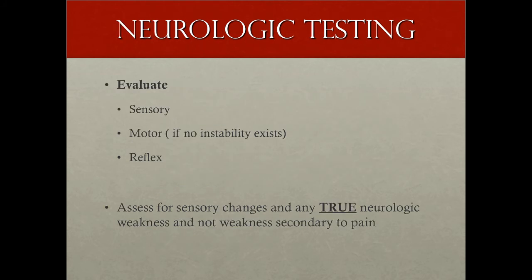We also need to look at possible neurologic involvement, evaluating if there is any sensory involvement due to a peripheral nerve lesion and not a spinal nerve lesion. Looking to see if there is any motor loss. Now, if the patient has instability, we will not generally be able to assess their motor strength on that first visit, but in subsequent visits you would want to evaluate that. And looking for a reflex change associated with a peripheral nerve pattern. We are looking for sensory changes and any true neurological weakness, not just weakness secondary to pain.